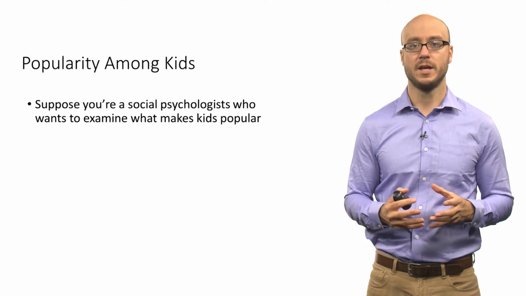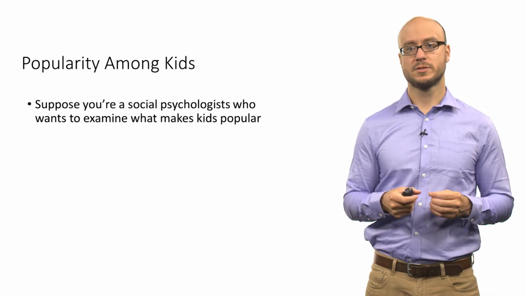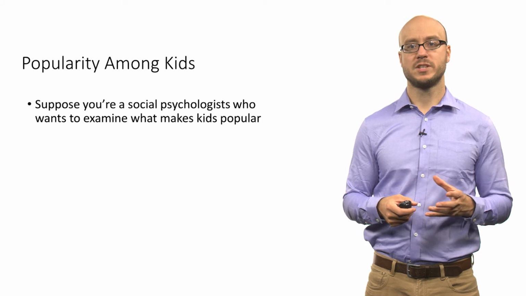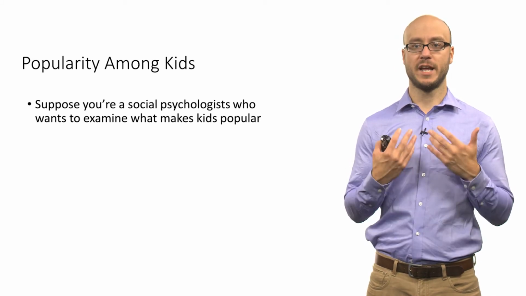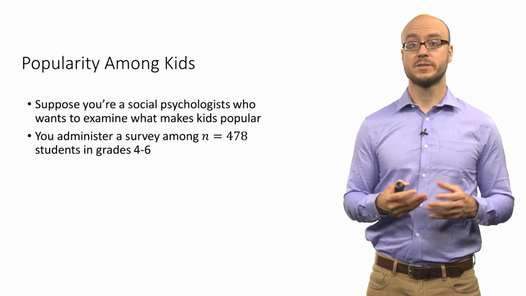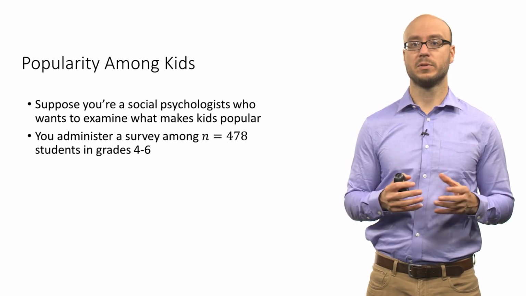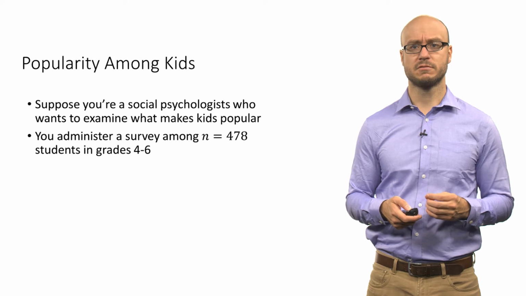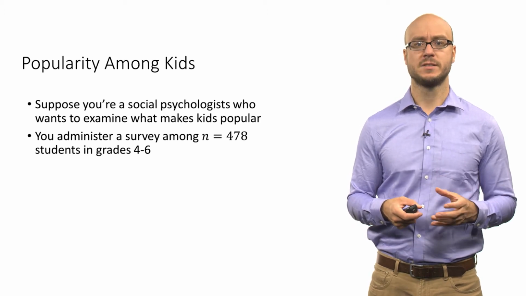In terms of the orienting approach to this discussion, we're going to talk about the study of popularity among kids. Suppose you're a social psychologist and you want to examine what makes kids popular. So you're looking at elementary students. What you do is you administer a survey to a sample of 478 students in grades 4 to 6 in the United States.